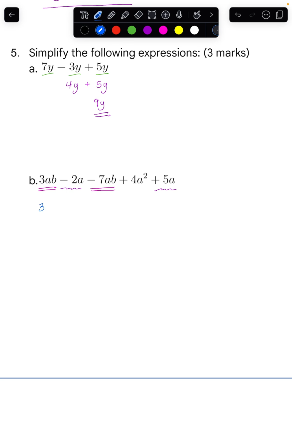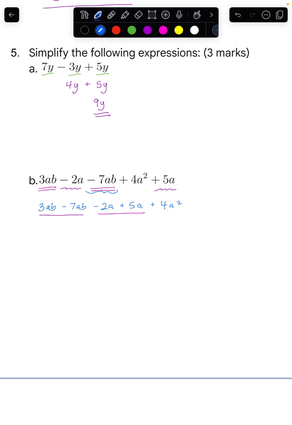So like terms are 3ab, and I'm going to take this whole, so minus 7ab, and move it. So don't forget to take the sign in front of the 7ab. So 3ab minus 7ab, and then we'll move around the other ones. So our other like terms are minus 2a. Again, I'm taking the sign in front of the 2a, plus 5a, and then plus 4a squared. Now we have to combine our like terms. Okay, we have like terms there. We have like terms here.